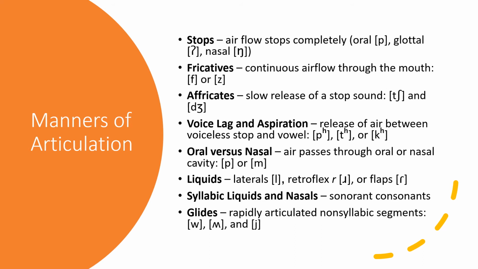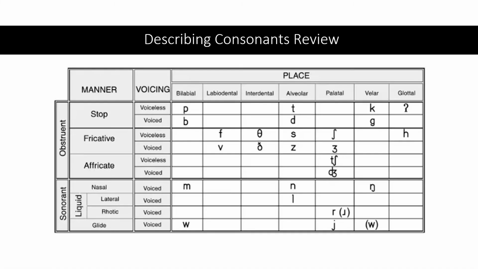And finally, glides. Glides, remember, are rapidly articulated non-syllabic segments, like that W and J sound at the beginning of wet and yes, and there are others. So here's a way to think about the different ways we can describe consonants in English, right? We can decide by manner if they are a stop, a fricative, an affricate, a nasal, a liquid, or a glide. You don't have to worry about lateral and rhotic, except to know that lateral are those L's, right?